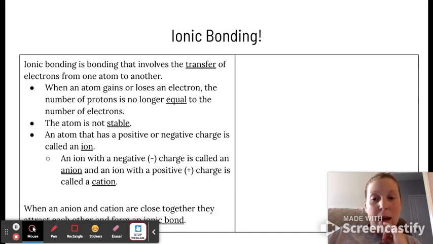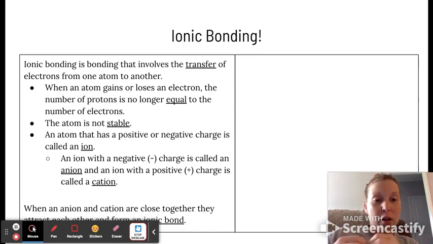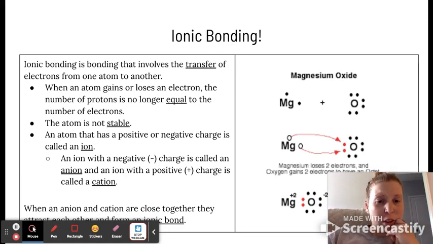And when an anion and cation are close together, they will be attracted to each other, which will form what's called an ionic bond. So this is an electrostatic force between ions that cause them to go together. So what's important to see here is you do not get the atoms together first and then transfer the electrons. You actually have to transfer the electrons first, form the ions, then the ions are attracted to each other to form that bond. And here's just a quick picture to kind of show you how that happens.